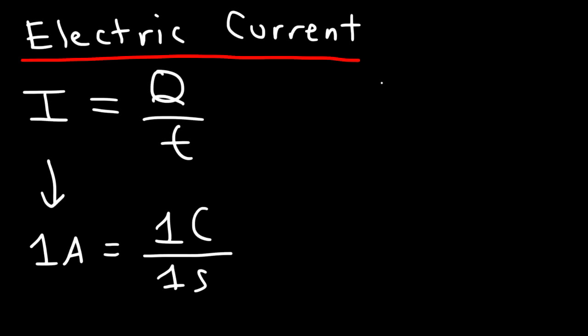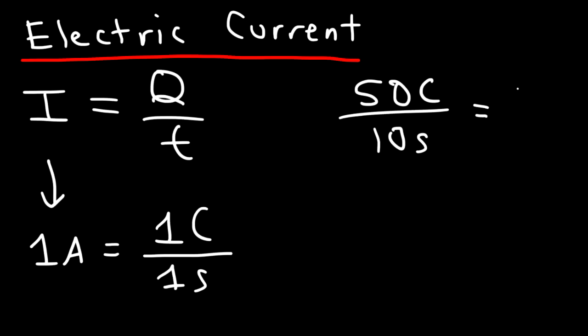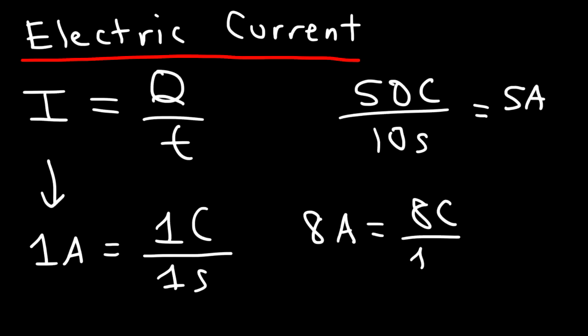So 1 amp represents the flow of 1 coulomb of charge per 1 second. So let's say if we have 50 coulombs of charge flowing in a circuit every 10 seconds. So the current will be 5 amps, 50 divided by 10. So a current of 8 amps would mean that there's 8 coulombs of charge flowing every second. In a period of 2 seconds, 16 coulombs of electric charge will have passed any given point in the circuit. And so hopefully this helps you to see the relationship between electric current, charge, and time.